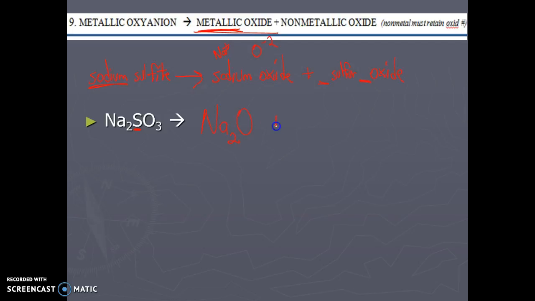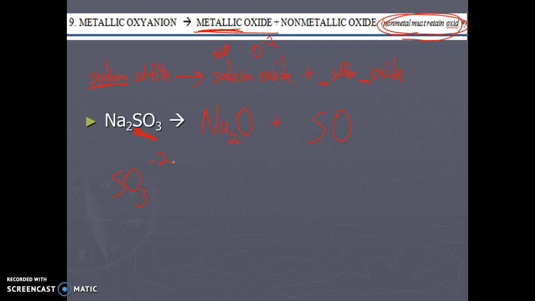Now for my non-metallic oxide, I'm going to have some kind of an SO something. I don't know what my numbers are going to be on that. But again, we have our little statement here. We have our non-metal. In this case, my non-metal is the sulfur, and it says it must retain its oxidation number. So just like we did before, I'm going to look at this sulfite ion and figure out, well, what is the oxidation number on the sulfur here?